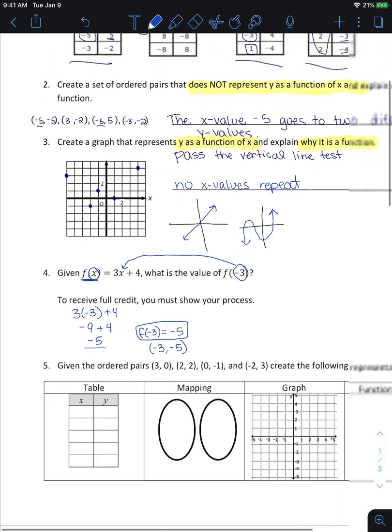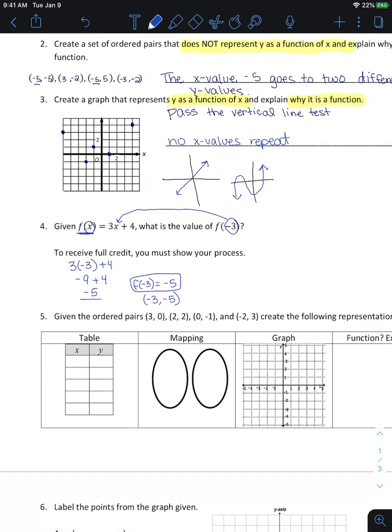Now, the next part. It says given the ordered pairs. So it gives us some ordered pairs. It wants us to create the following representation. So we want to change these points into a table. We want to put them into mapping. And we want to be able to graph them. So remember, the first one is always your x. The second one is always your y.